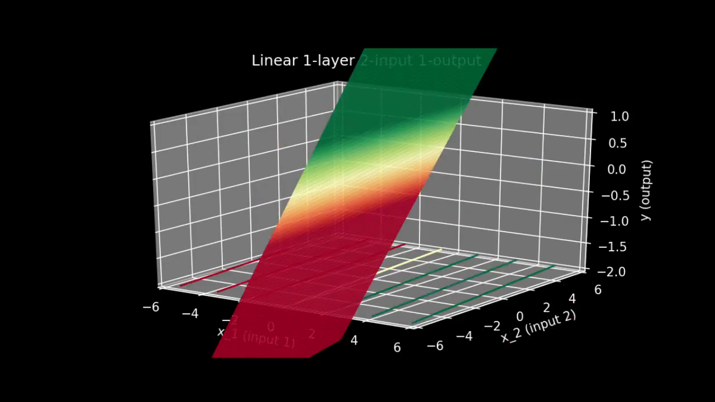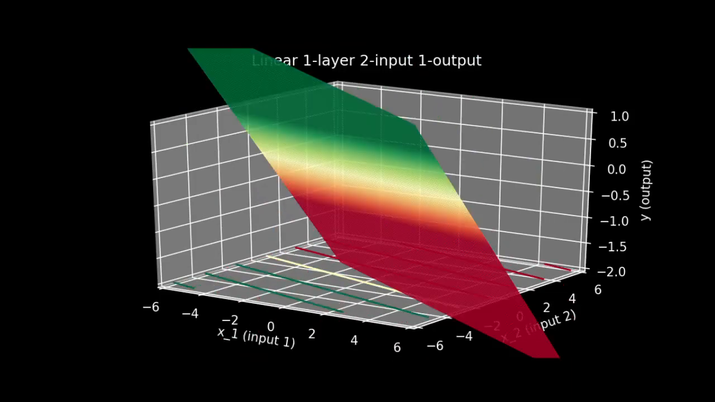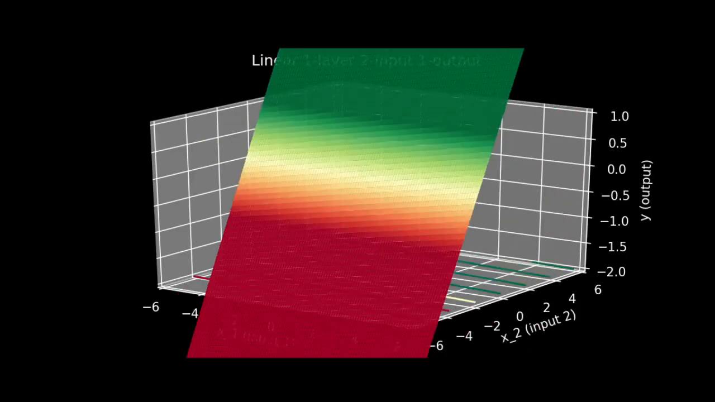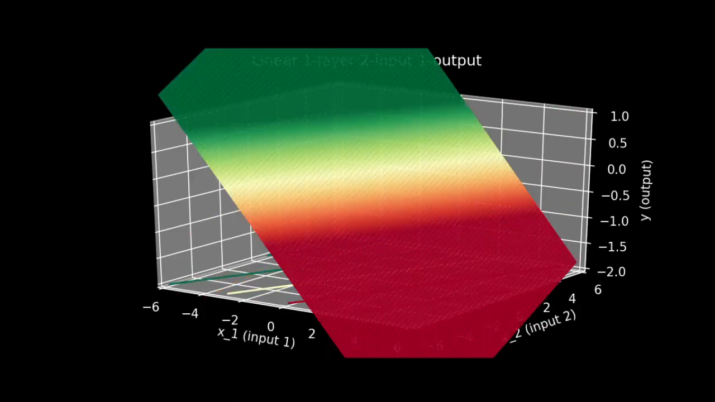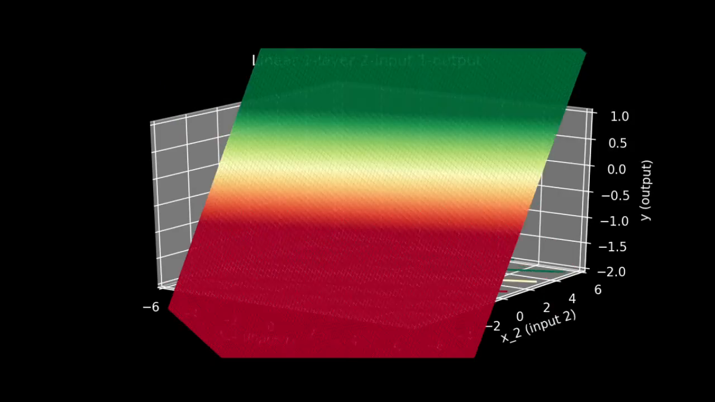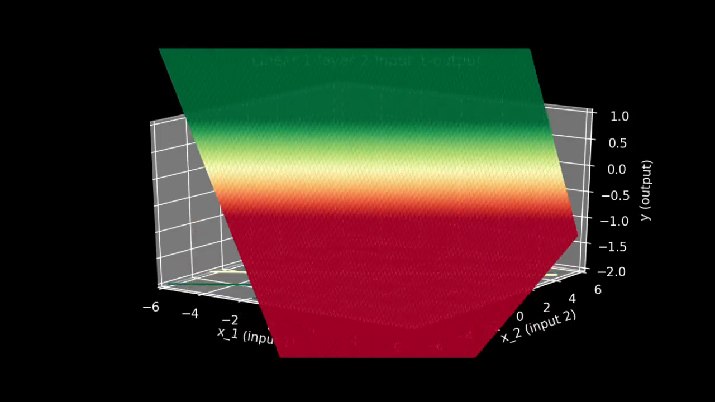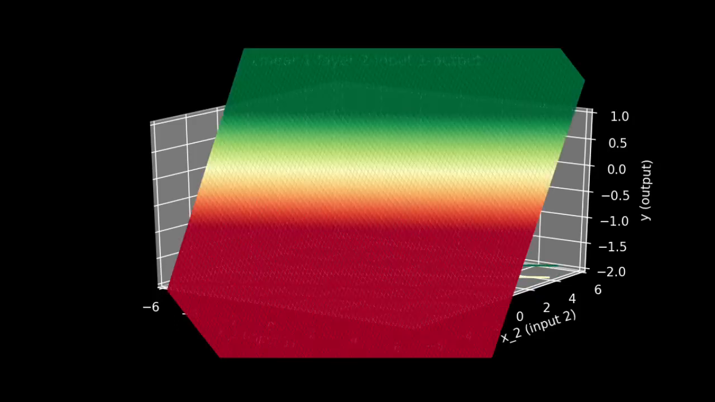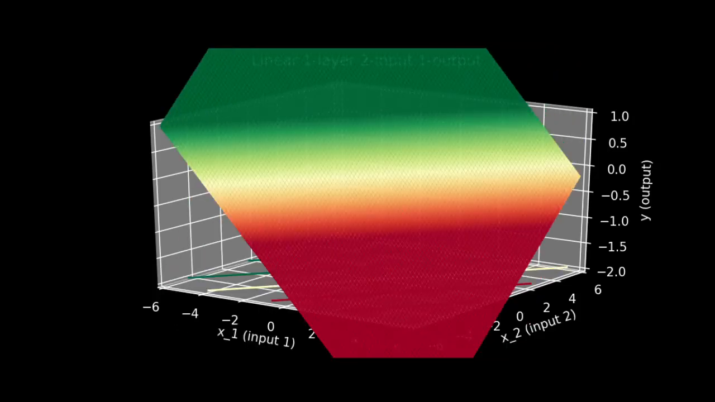As we would expect, we still get the three-dimensional equivalent of a line, a plane in this case. And if we were to extend this to more inputs, we would get the m-dimensional equivalent of a line, which is called an m-dimensional hyperplane. So far, so good. Now we can start to get fancier.